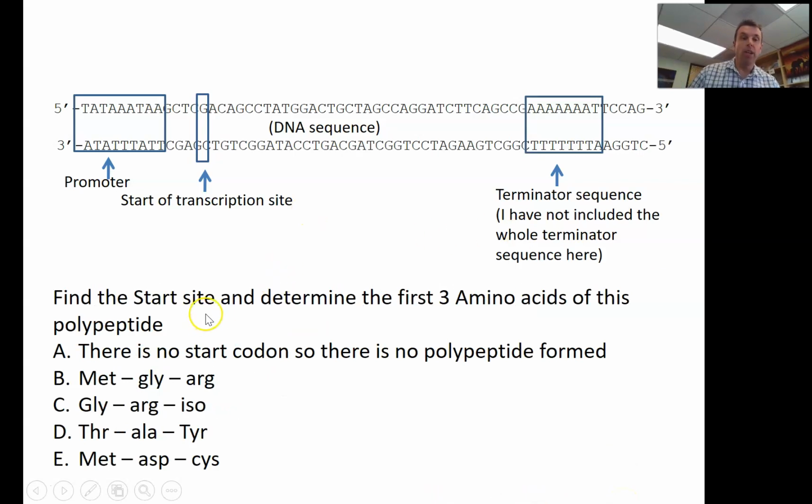Alright, so now next step, find the start site and determine the first 3 amino acids of this polypeptide. Alright, so remember, the start codon is the only codon you have to have memorized, and that is ATG if it's DNA, or AUG. Right, so I'm going to look down here, just like we did in our molecular modeling. I've found the transcription start site. Now I'm looking for my start codon. And remember, it's going to be in the coding strand, because the coding strand is the same as the mRNA.